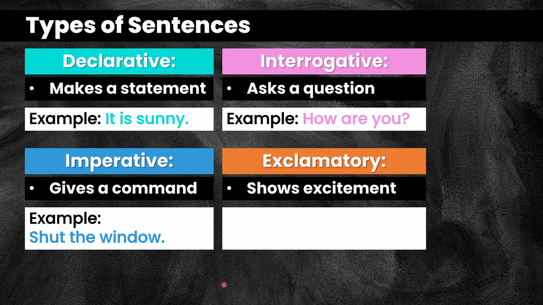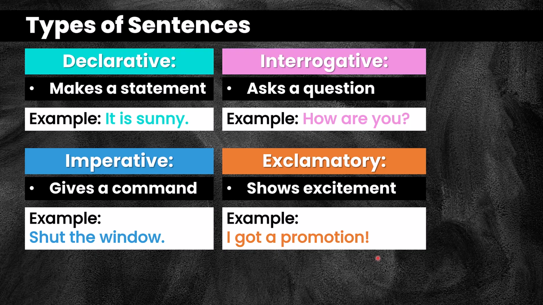And finally, we have exclamatory sentences, and these sentences show excitement. For example, I got a promotion! Here, the difference between ending this with a period or an exclamation mark is that you are intentionally trying to show excitement. You are not just stating it, you are exclaiming it.